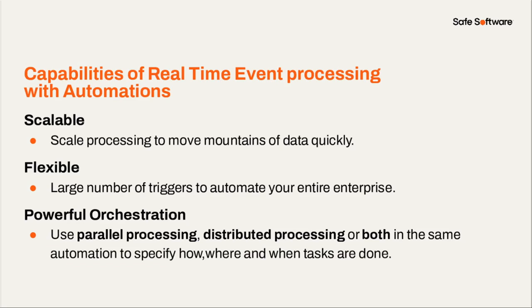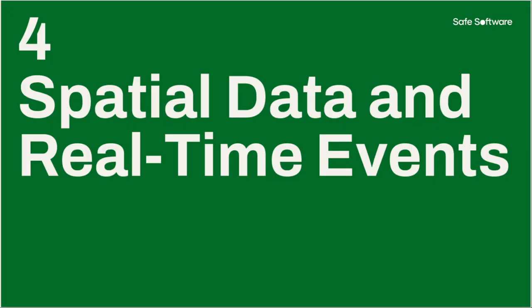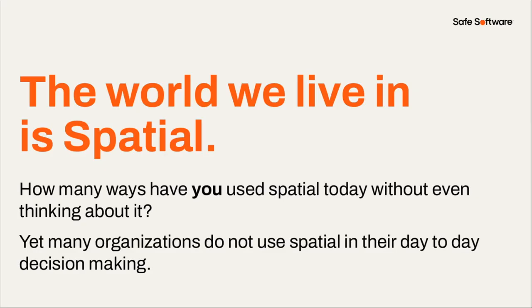And again, powerful orchestration, as I sort of alluded to. You can use parallel processing to move huge amounts of data. You can also distribute the processing to be close to the data, using the FME Remote Engine Service, or both in the same workflow. Our orchestration layer of automations is really, really powerful to ensure that you can get your tasks done how and where you want them done. So, spatial data and real-time events. This is our strength.